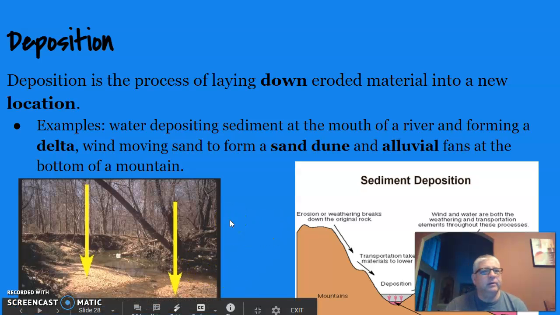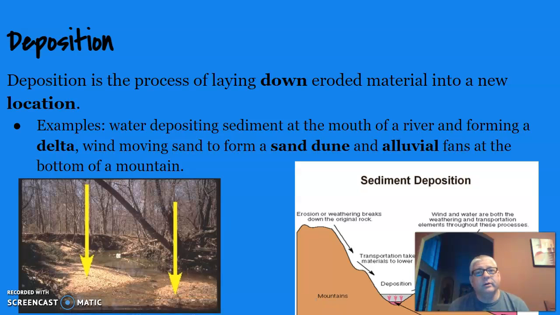Okay. Examples of water depositing sediment at the mouth of a river and forming a delta. That's a good example, and that will be on your test more than likely. A delta is a great example of a deposition. When moving a sand to form a sand dune, the sand dune is also an example of deposition.